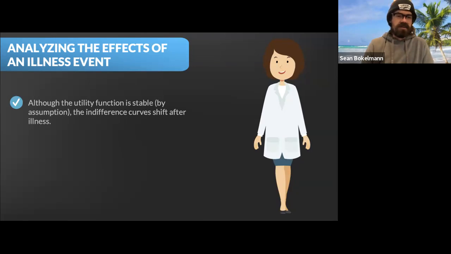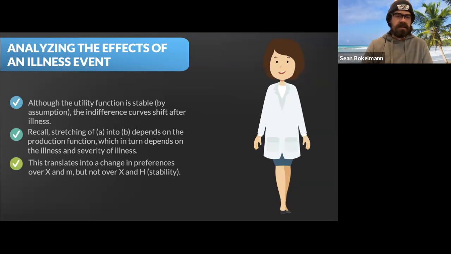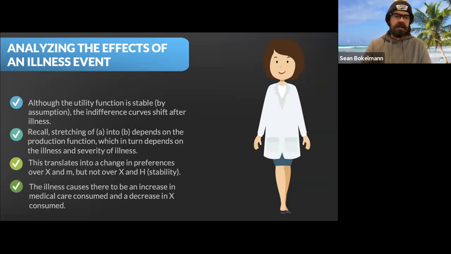Oh yeah, I need to mention these things first before moving on. So I already mentioned this, right? The utility function is stable, but it appears unstable in figure B because of the stretching involved through the production function. And so that translation through the production function results in changes in preferences over X and medical care, but not over X and H, right? That's the stable relationship there. So ultimately, the illness causes an increase in medical care consumed and a decrease in X consumed. That's basically a recap.